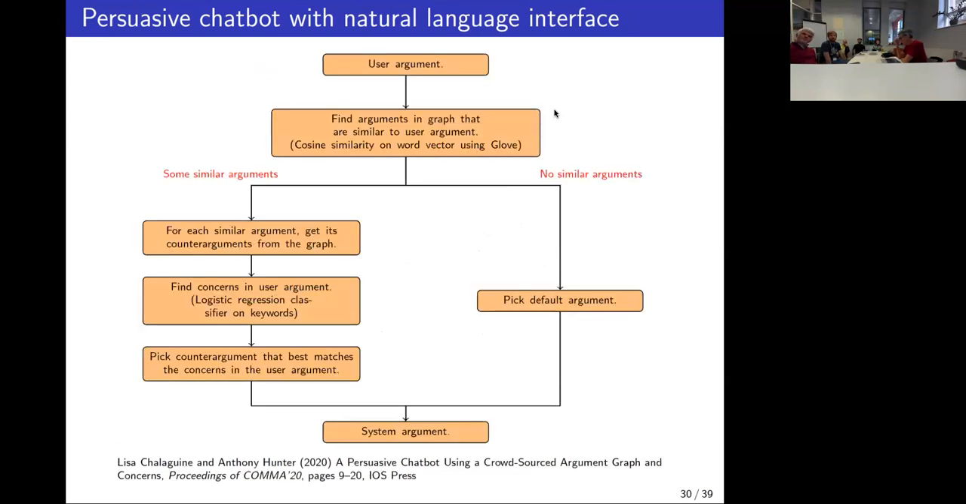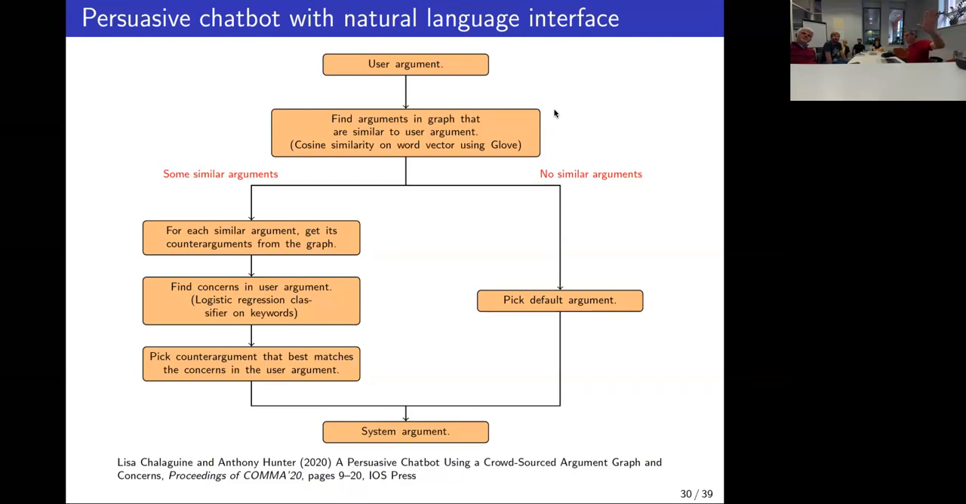So this is the pipeline. The user types in an argument. We ran this chatbot, the first one we ran on Facebook, actually, so you can just embed it on Facebook. What her system did was it just used word embedding. It used the words in the sentence, taking the word embeddings from GloVe, and looked at cosine similarity, and looked at the graph to try to find similar arguments.